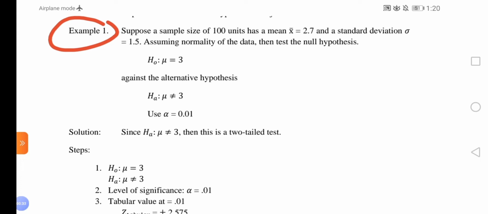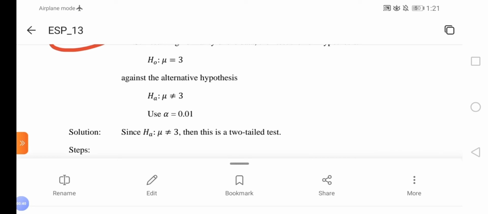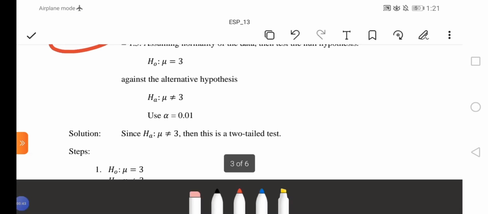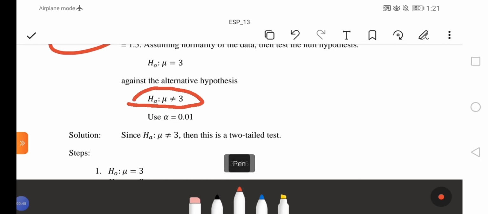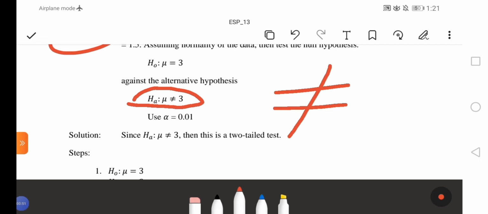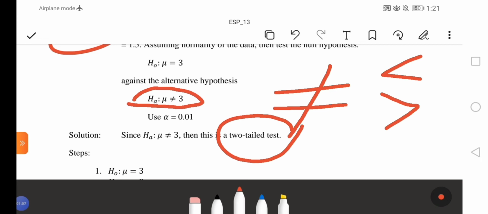Level of significance is indicated by letter A or the alpha. So, solution. Since our alternative hypothesis is population mean is not equal to 3 and the sign is not equal, then this given example is a two-tailed test. But when the alternative hypothesis is talking about less than and greater than, then the test is a one-tailed test.